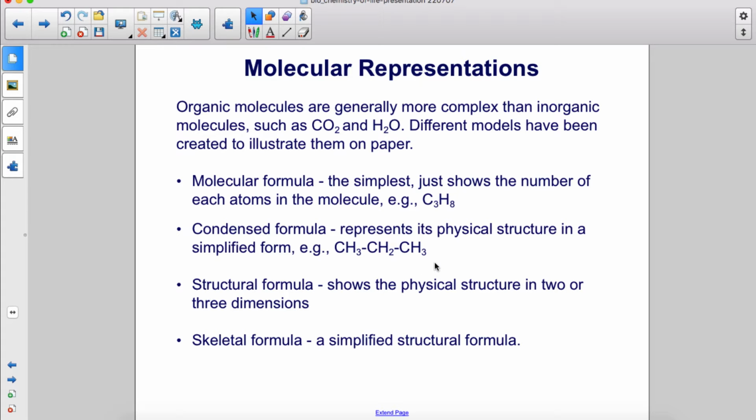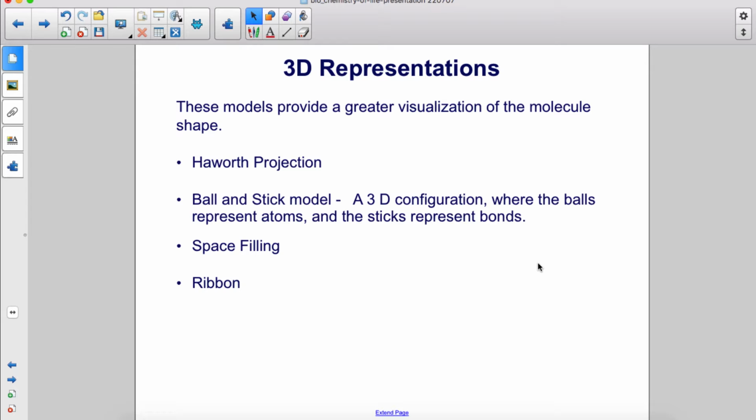Structural formula shows the physical structure in 2 or 3 dimensions, and skeletal formula is a simplified structural formula. These models provide a greater visualization of the molecule shape. Haworth projection, ball and stick model, which is a 3D configuration where the balls represent atoms and the sticks represent bonds, space filling, and ribbon.